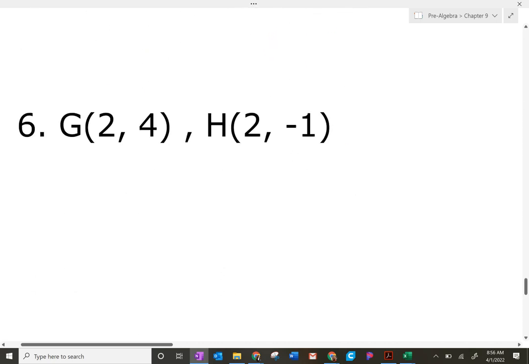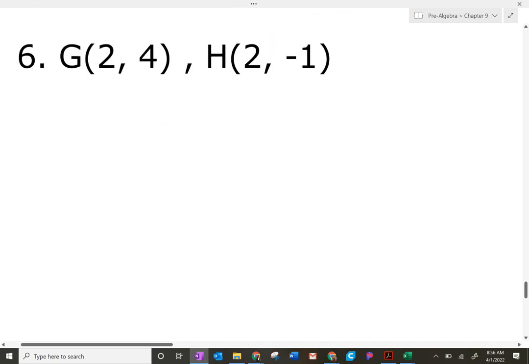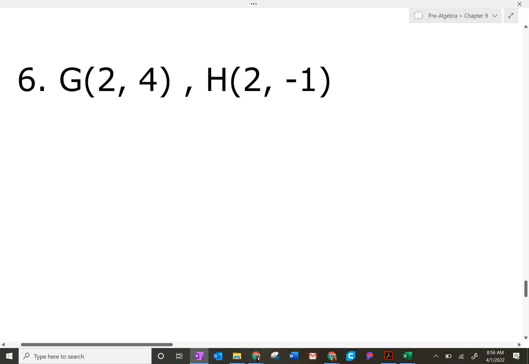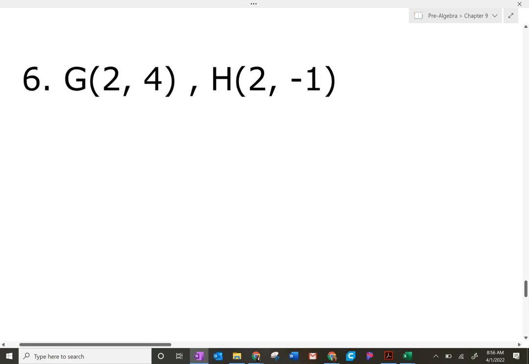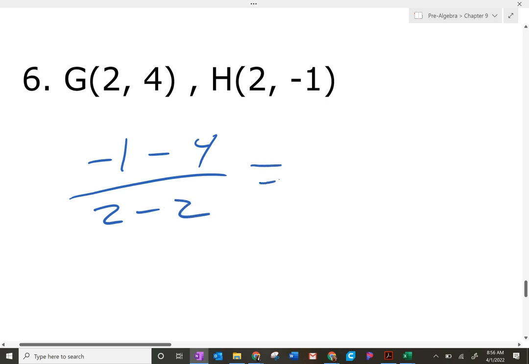I'm not going to do this one for you. Actually, tell you what, I'm going to do this one really quick myself. I'm skipping down this example. I've got 2 and a 4 and then 2 and negative 1. If I do this one, I have negative 1 minus 4 over 2 minus 2. Top, I get negative 5. The bottom is 0. I mentioned it before. Can I do that? No, because the world explodes.